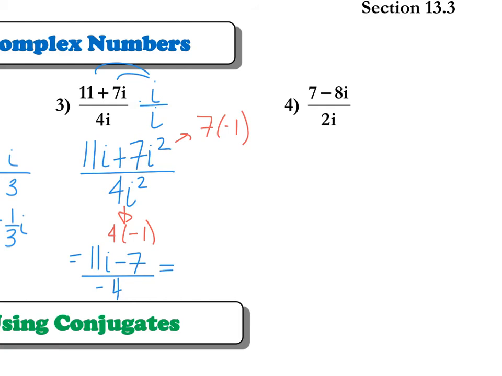So we have negative 7 over negative 4 plus 11i over negative 4. We need to simplify that, clean it up a little bit. So 7/4 minus 11/4 i.